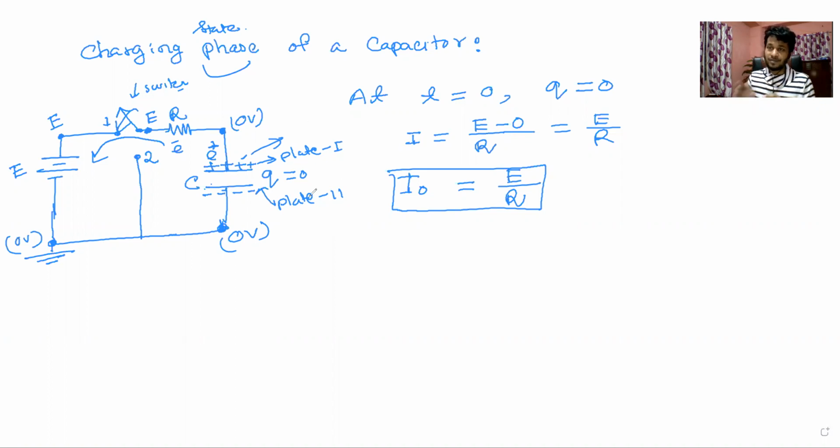So that means some potential will be developed across this capacitor, right? Because there is a potential difference between the two plates, plate 1 and plate 2. So of course some potential will be developed across this capacitor, isn't it? An electron will be transferring from plate 1 to plate 2, right?